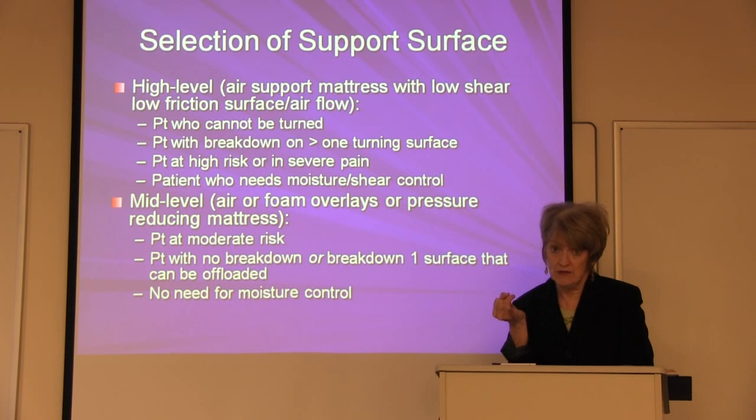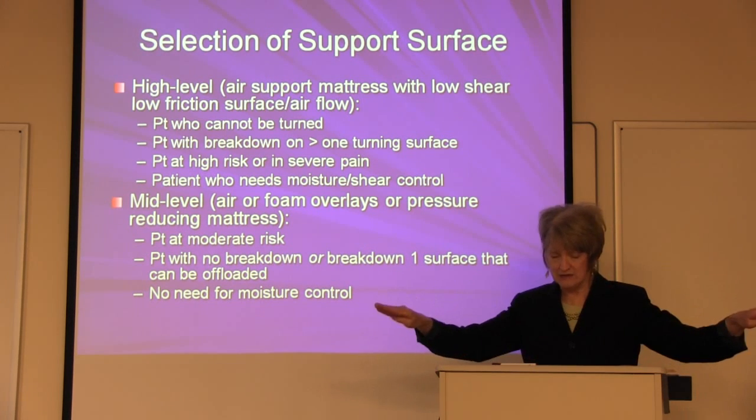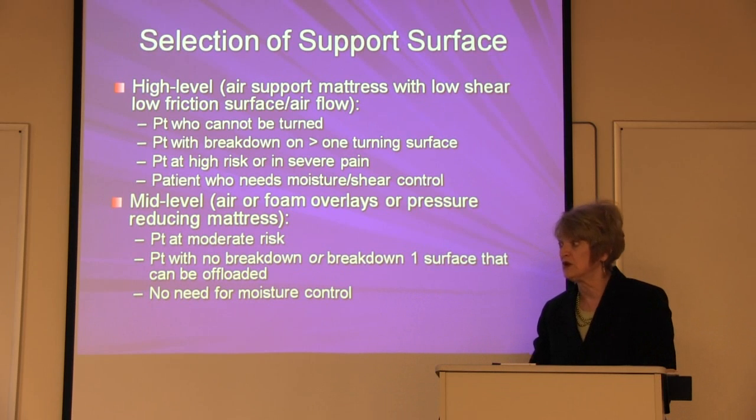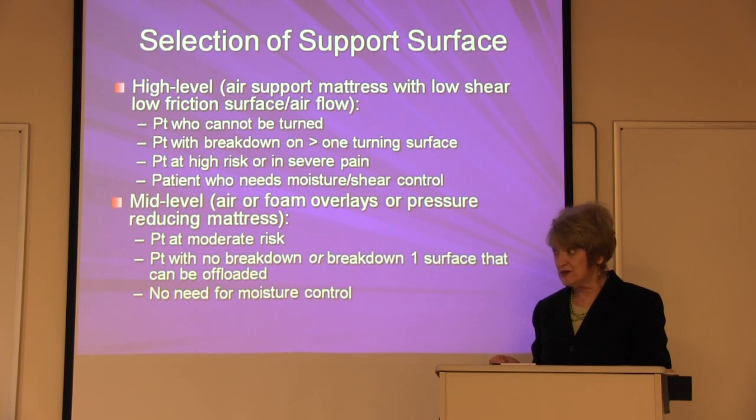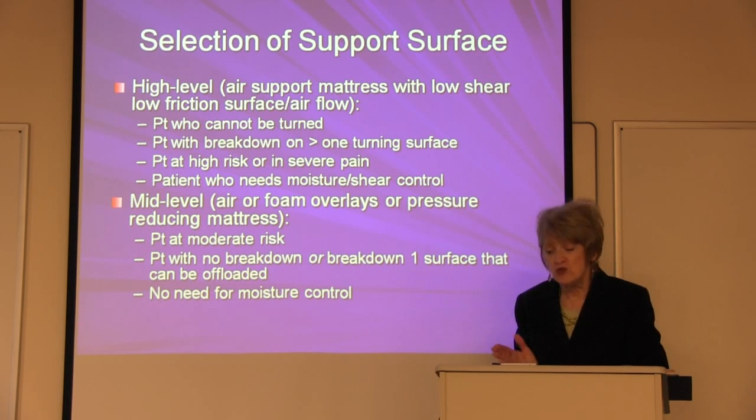Definitely for patients who cannot be turned, because you have to minimize any interference to blood flow. You've got to give them the absolute maximum in pressure redistribution. Any patient with breakdown on more than one surface, or if they have breakdown on one surface and you can't keep them off of that surface. We talked about that in detail. Patients who are very high risk, because usually they require maximum pressure redistribution and they usually have multiple risk factors that need to be addressed.